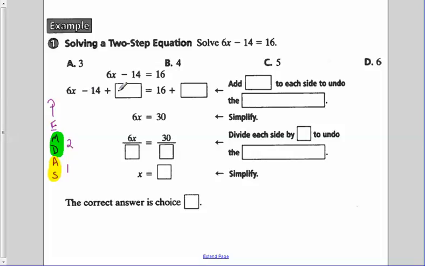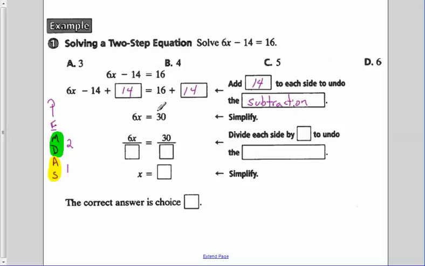So I see subtraction here, minus 14. That means I'm going to add 14 to undo the subtraction. And remember, whatever you do to one side, you have to do to the other. So I'm going to add 14 to the other side. 16 plus 14 gives me 30. When I added 14 here, I canceled out the negative 14, leaving me only with 6x. Well, now we're at a one-step equation. This is what we've been looking at before.